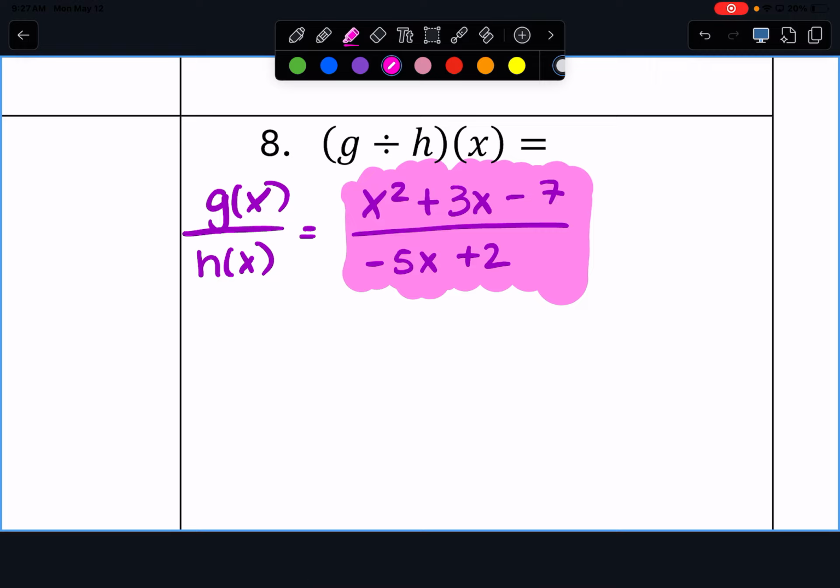Now, some of these problems, very few of them, can be factored and canceled, but most of them can't. That's how you would simplify, you can factor them and cancel. But I'm not going to make us factor and cancel, so we're good.